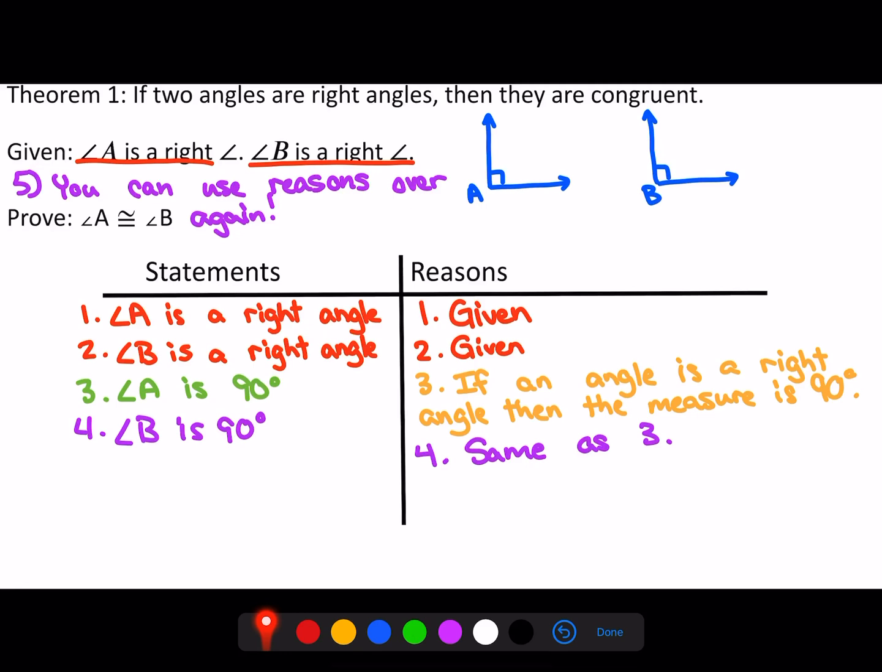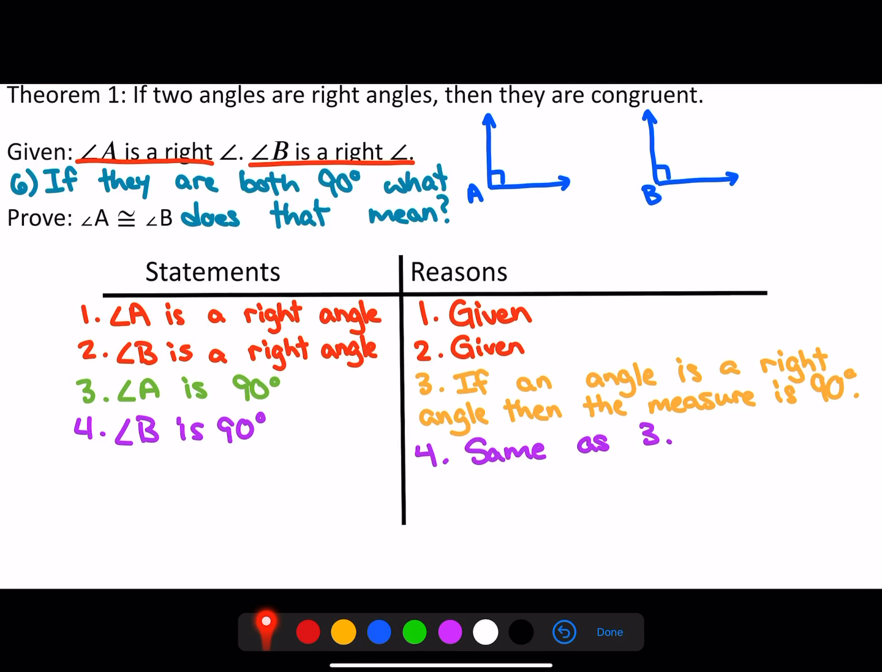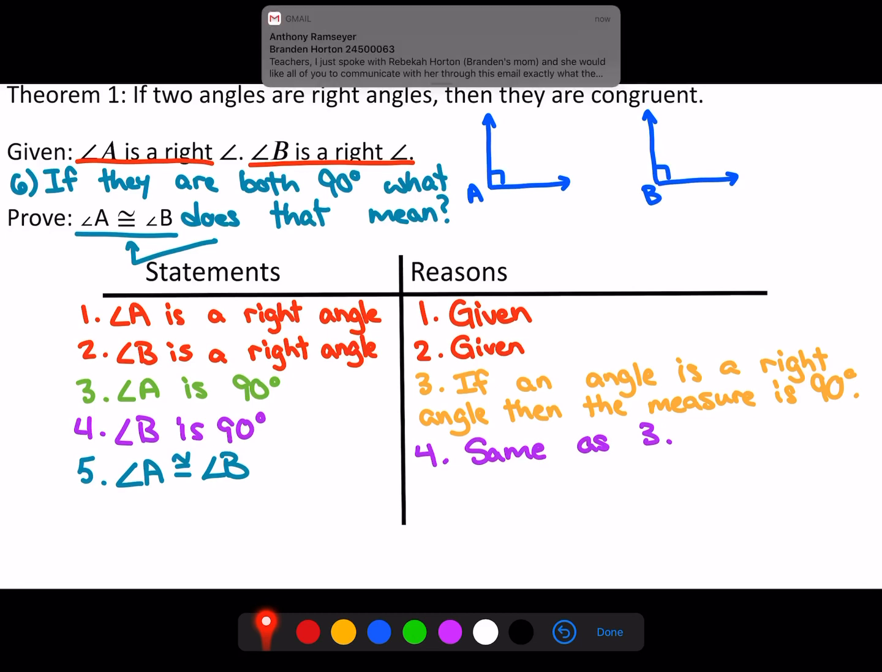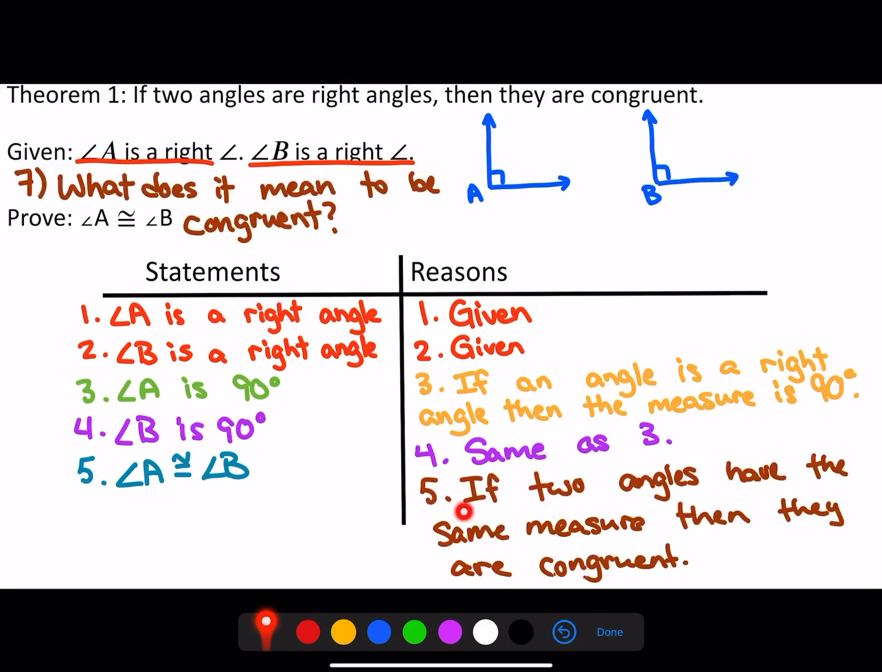Lastly, we know that both these angles are 90 degrees. So can I say that they're congruent? Well, yes, congruency means the same, and if they're both 90 degrees, that means that they're the same measurement, right? So I can say angle A is congruent to angle B, and the reason I can say that is because they're the same measure. What is the definition of congruency? Two things that have the same measurement. So in this case, I can write if two angles have the same measure, then they are congruent. And that's the end of our proof.